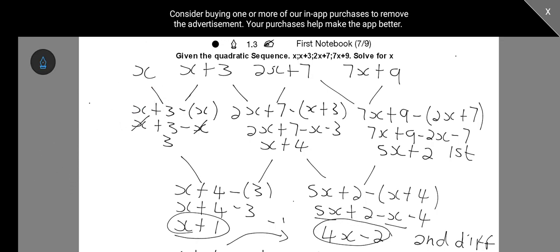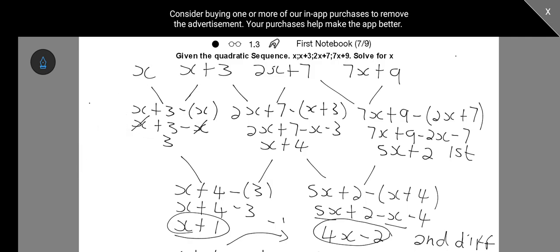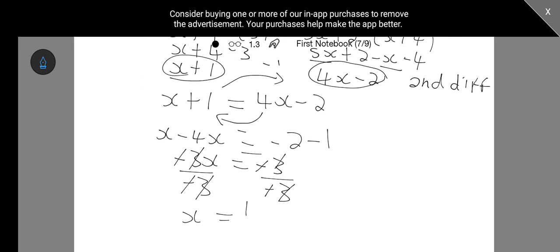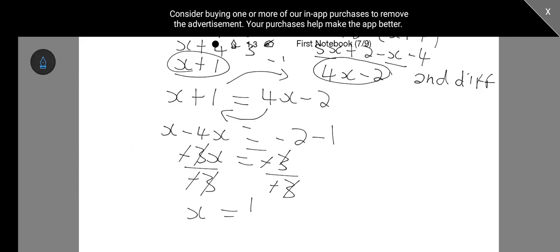And these are the ones which we can use to find the second differences. After we have found the second differences, we are sure that this is a quadratic sequence and that the second difference must be constant. So when we are here, we are going to equate the x plus 1 and the 4x minus 2, because always in a quadratic sequence, on the second differences, if here we have a number, that number must be here as well. That's why we say it is constant, meaning it remains the same throughout. After that, you equate them and you solve for x, and your answer is 1.